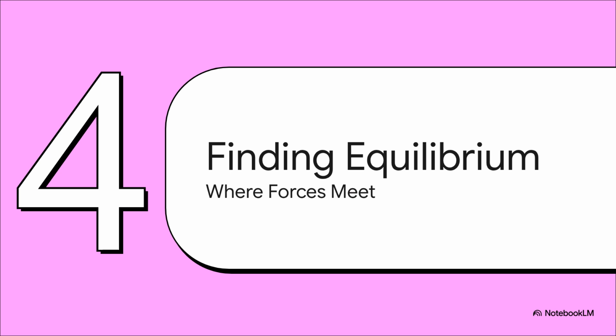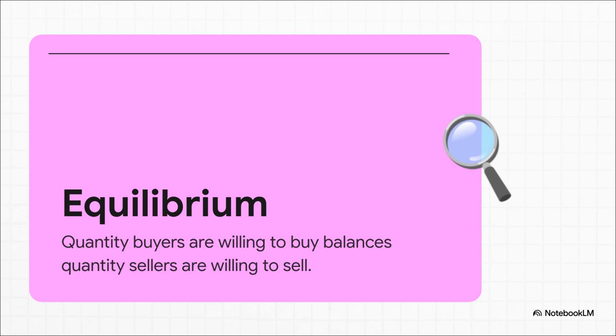Section 4, finding the equilibrium. Now for the really fun part. We know what both groups want, so let's bring them together for the meetup phase, where the real magic of the market actually happens. That magic point? We call that equilibrium. It's the exact singular spot where the quantity buyers are willing and able to buy perfectly balances out the quantity sellers are willing and able to sell. Remember our ice cream scenario? At a price of exactly $4, buyers demanded 7 cones and sellers supplied exactly 7 cones. The market is in perfect harmony. Every single cone produced finds a happy buyer.